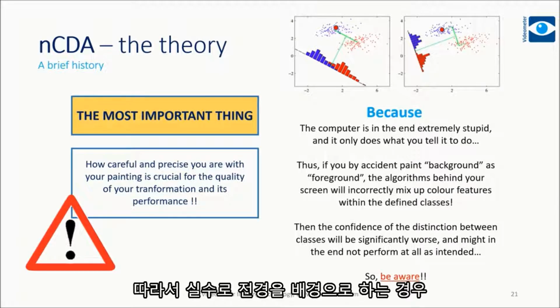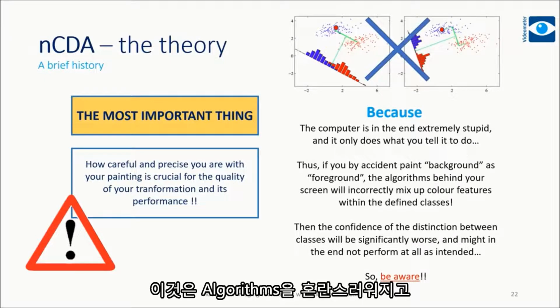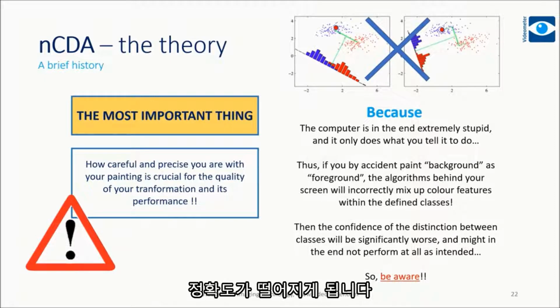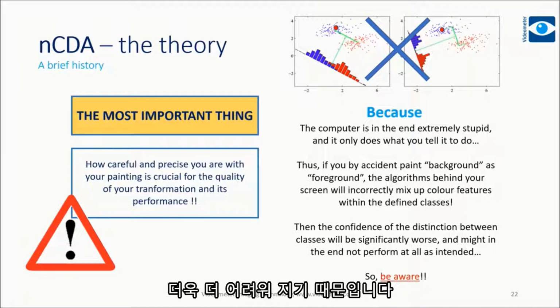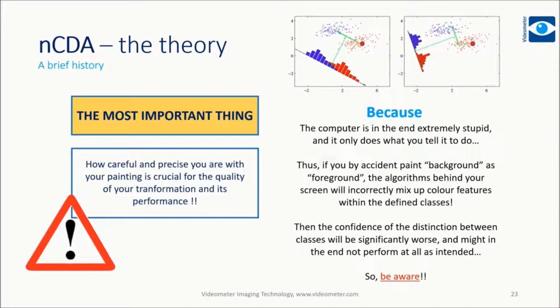So, if you by mistake paint some foreground into the background class, this will confuse the algorithm and result in a less precise classification. Because what you want to do is to maximize the color distance between the two classes, and this becomes increasingly more difficult the more wrongly painted pixels you include.